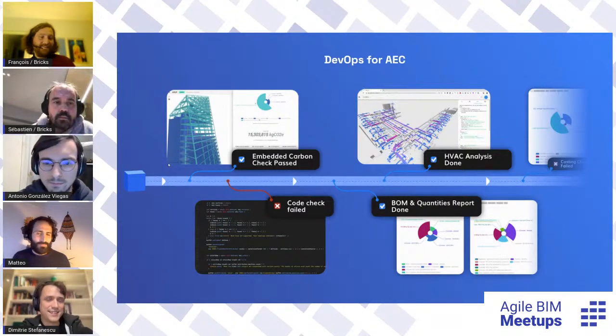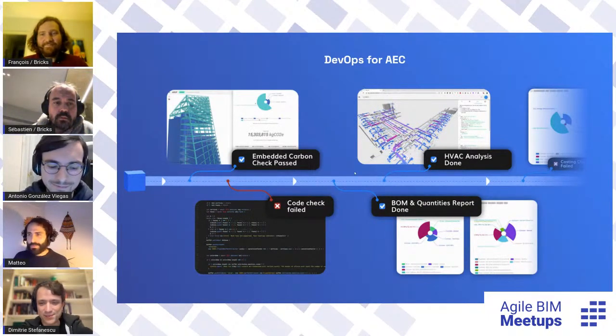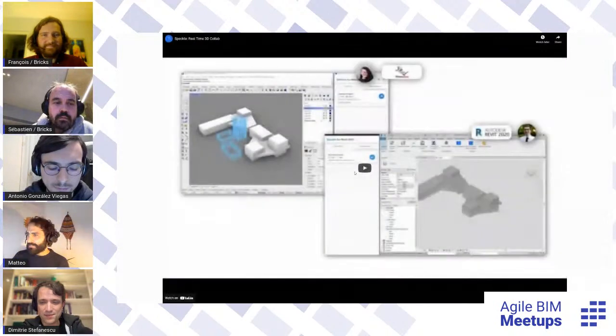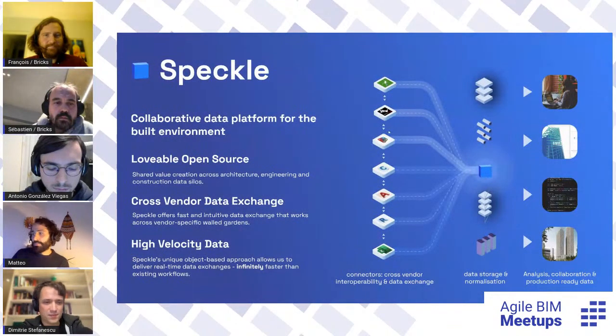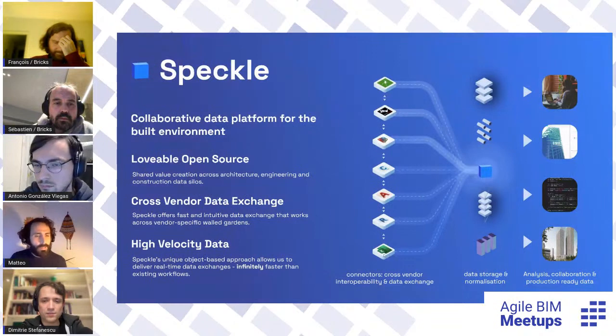Well, number one, so much to do. Of course, we want to expand the number of connectors that we support. Just going back to this slide, you see we have quite a few already. We have around 15 connectors that can send and receive data to Speckle. We want to expand and have more.